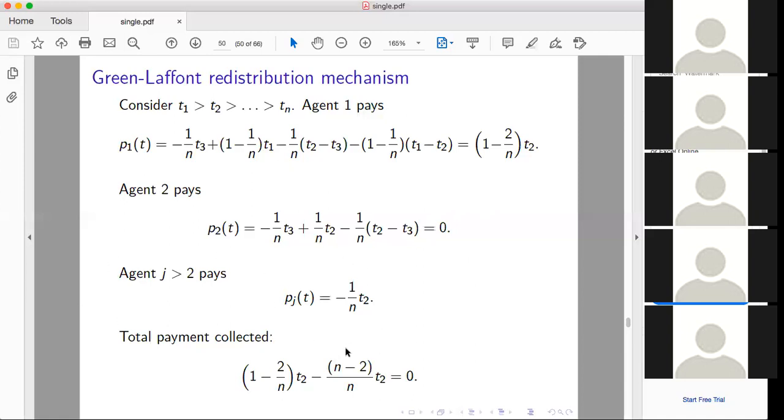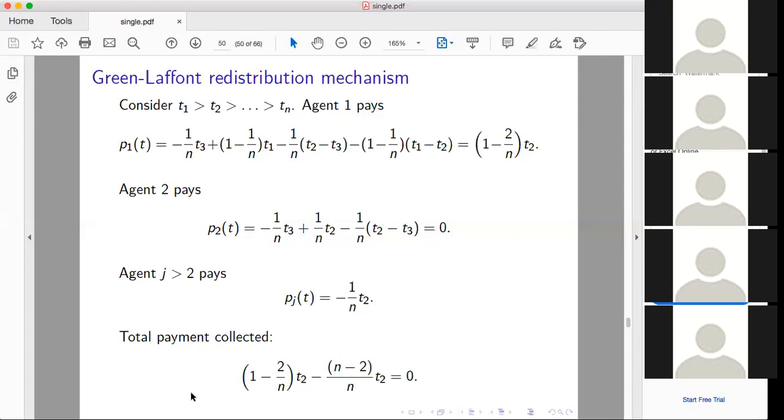All the other agents get a compensation equal to minus 1 over n t2. And again, that basically follows because they only receive payment when they are the residual claimant. And that happens with probability 1 over n. And in that case they receive a payment equal to t2. So the expected payment they receive is just t2 over n. Okay, and so using our formula also, you get the same expression.